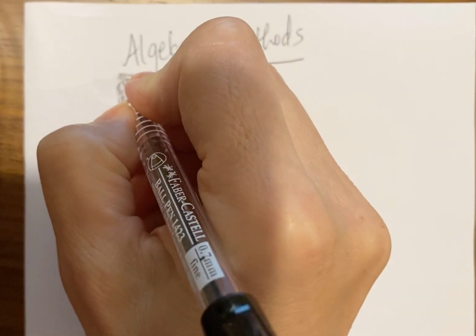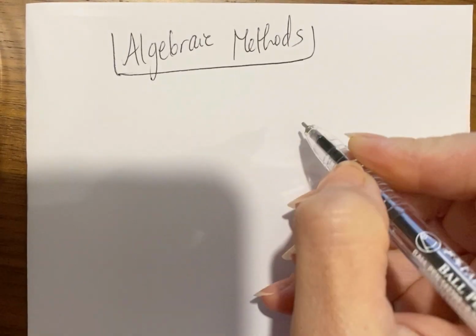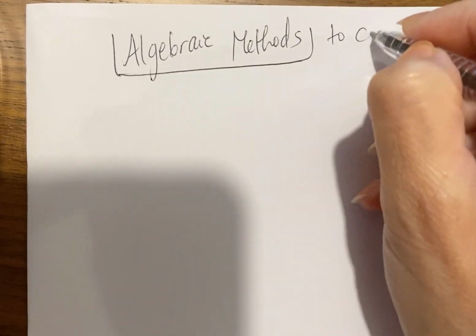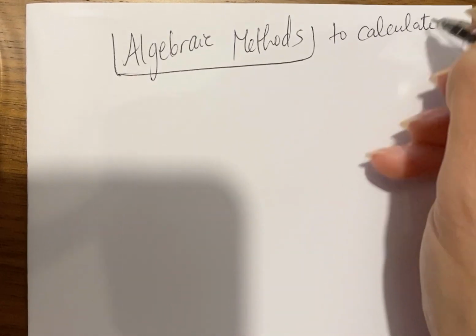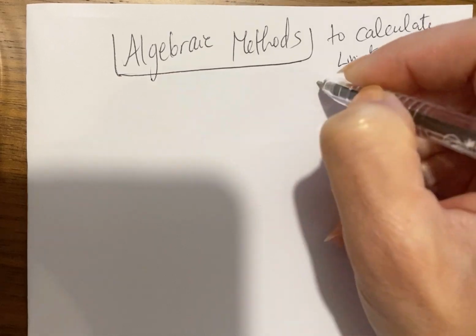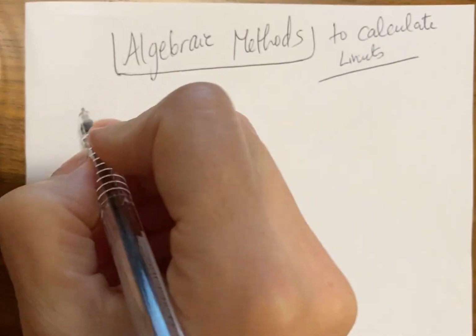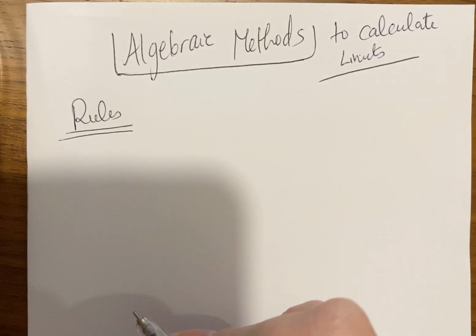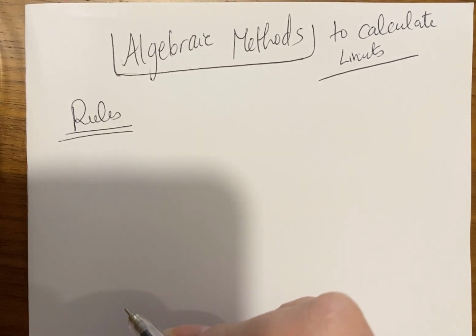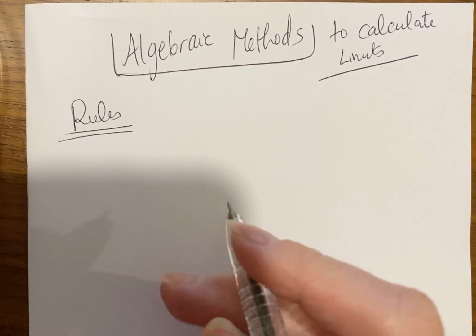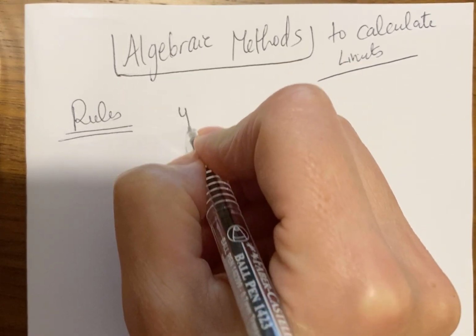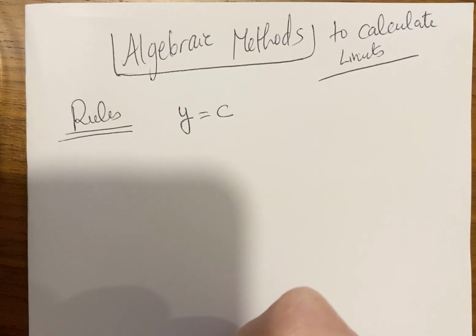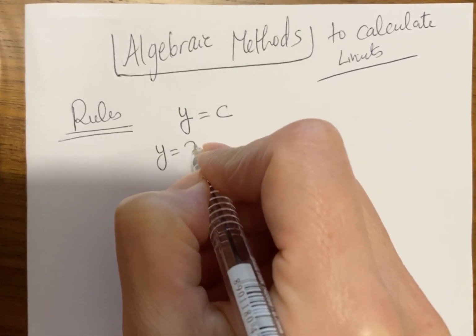In order to learn the algebraic methods of calculating limits, again, what are we trying to do? We are trying to calculate limits in an algebraic way. We will start by learning some rules. Of course, I will prove those rules for you, because if we don't prove a rule, we cannot use it. What are these rules? Suppose we have a function that is a constant function, y equals c. It's a constant all the time, like y equals 2, for example.